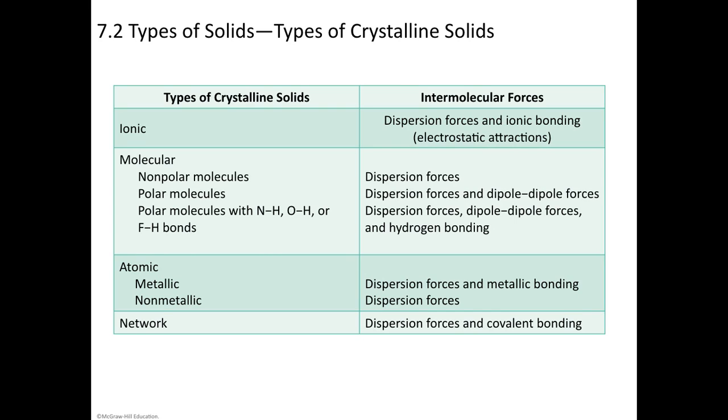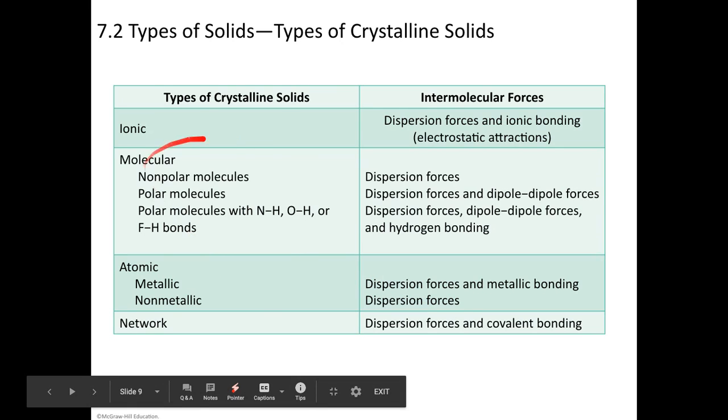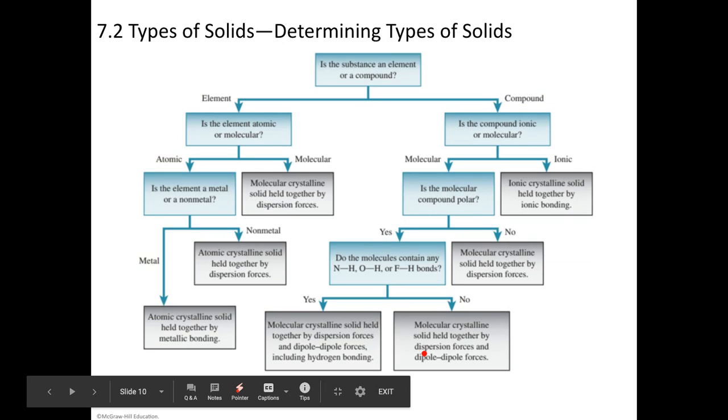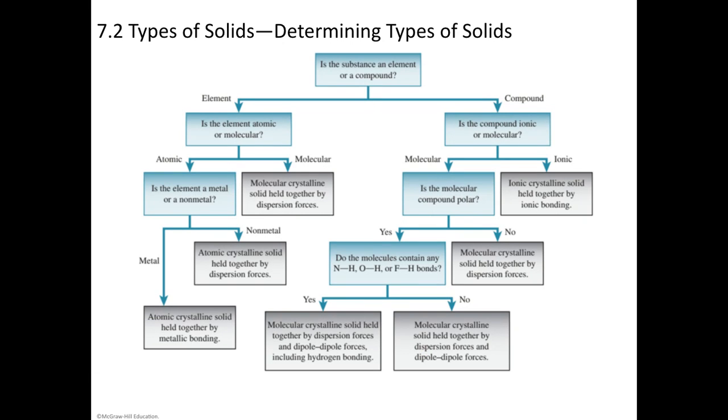Referring to this table is a really useful one to know what kind of crystalline solid you have, and if you can determine that, then you can determine what kind of intermolecular forces are holding those pieces together. And so there's a chart that goes through how you determine this. It's a flow chart. You ask the first question, is it an element or a compound? That's going to break you off. And then you continue to ask different questions, and the answers to these questions are going to bring you to what kind of solid you're actually looking at.